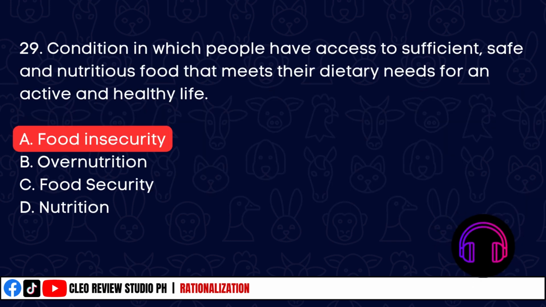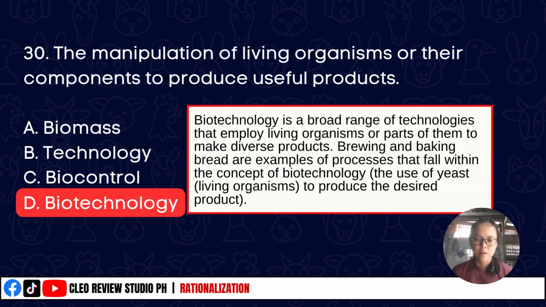Condition in which people have access to sufficient, safe, and nutritious food that meets their dietary needs for an active and healthy life. The correct answer is food security. The manipulation of living organisms or their components to produce useful products. So it is the use of biology to develop new products or methods. The correct answer is biotechnology, letter D.